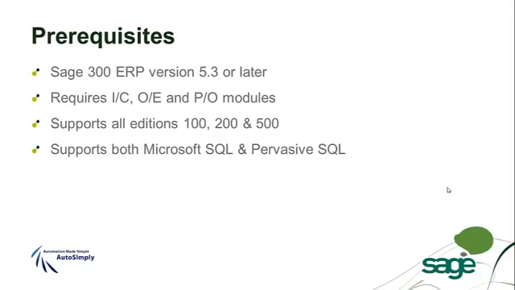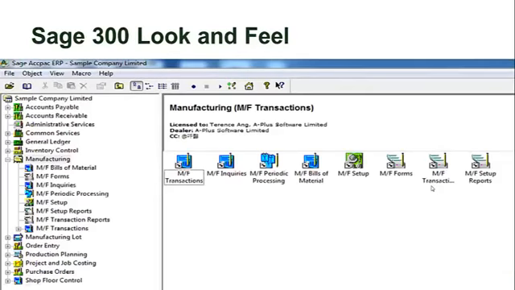For prerequisites, our solution requires Sage 300 version 5.3 or up. We need the inventory control module, the order entry module, and the purchase order module of Sage 300. We support all editions of Sage 300. And in terms of data platform, we support both Microsoft SQL Server and Pervasive SQL.